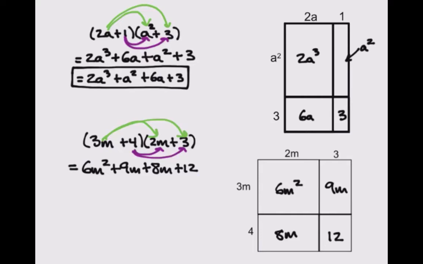And in general, we want to make sure that we collect all our like terms and that we're in standard form when we're all done. So the only thing I think we have left to do is to collect these two like terms. And our final product will be 6m squared plus 17m plus 12.